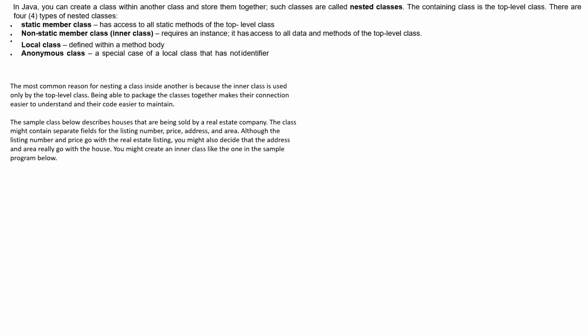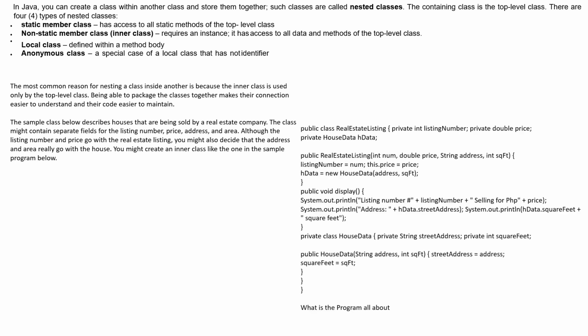The program is a Java class called RealEstateListing that represents a real estate listing. It has private instance variables for the listing number, price, and house data. The house data is stored in a private inner class called HouseData, which has instance variables for the street address and square footage. The class has a constructor that takes in the listing number, price, street address, and square footage as parameters and initializes the instance variables. It also has a public method called display that prints out the listing number, price, street address, and square footage of the real estate listing. Overall, this program models a real estate listing and provides a way to create and display such listings in a structured way using Java.